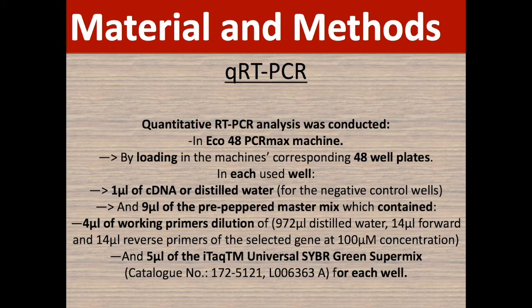Quantitative RT-PCR analysis was conducted in an Eco48 PCR Max machine by loading the machine's corresponding 48-well plates. In each used well, 1 µL of cDNA, or distilled water for the negative control wells, and 9 µL of the pre-prepared master mix, which contained 4 µL of working primers dilution of 972 µL distilled water, 14 µL forward and 14 µL reverse primers of the selected gene at 100 molar concentration, and 5 µL of the IDAC-TM universal SYBR green for each well.